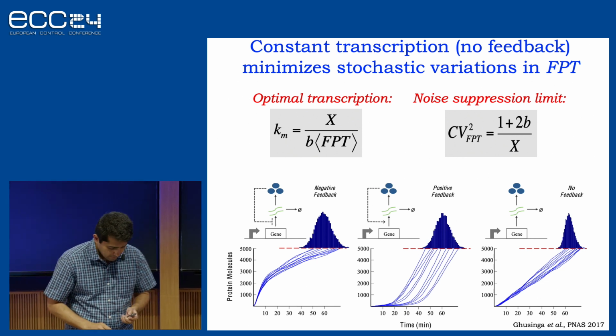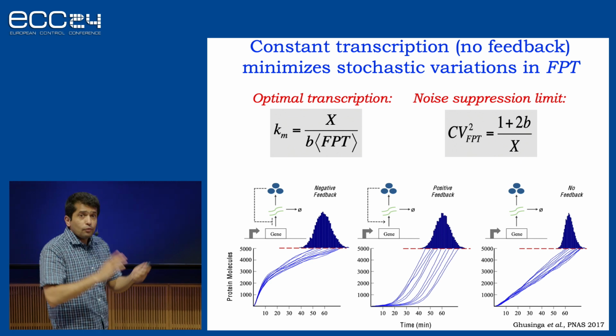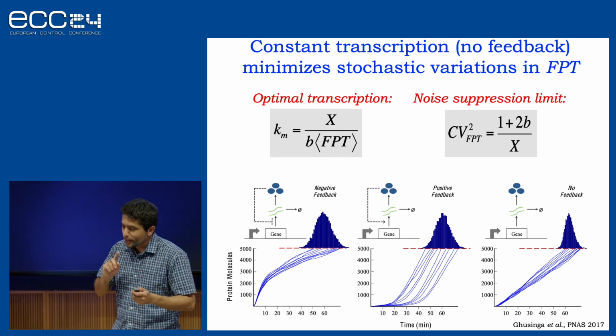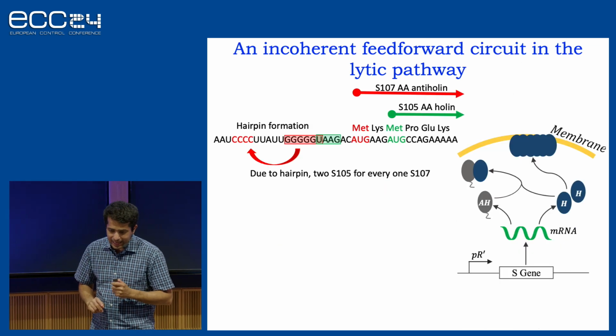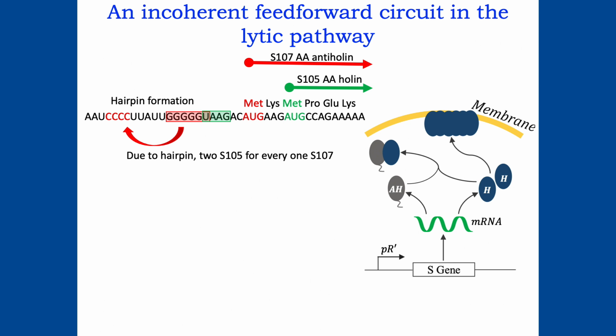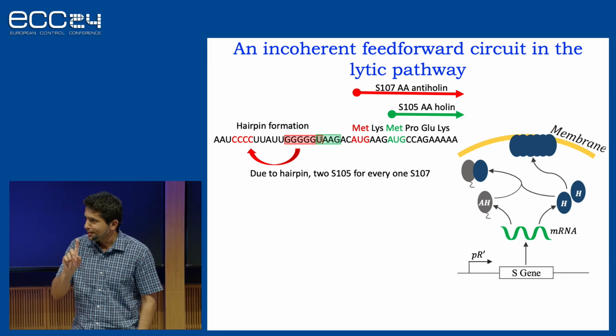This is about timing. Now, lambda has no feedback, but it has something more interesting, which is feed forward. In lambda phage, the mRNA makes two versions of the same protein. It makes something called holin, which makes the hole, but it also makes anti-holin, which essentially binds holin and prevents it from its function. So in the wild-type virus, it's 2:1. For every 2 holin, there's 1 anti-holin.